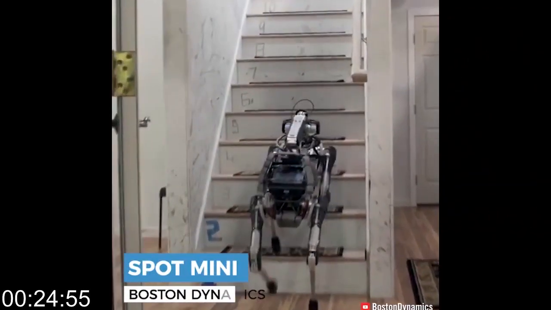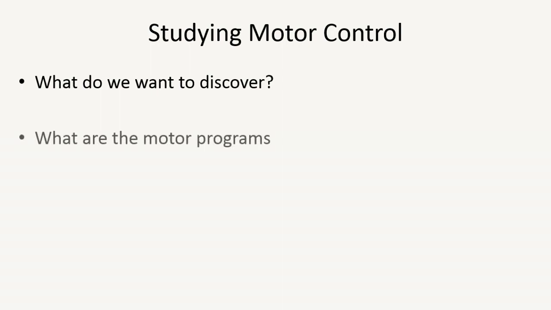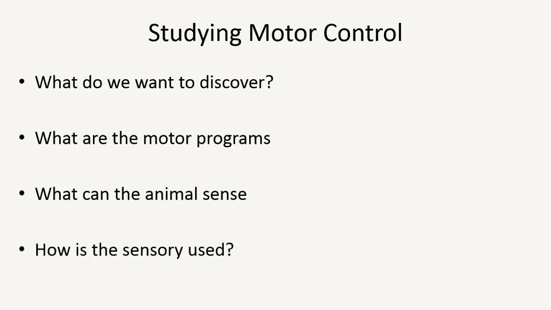And what is studying motion control? What do we want to discover? We want to better understand the strategies that the nervous system uses to calculate the correct sequences of commands to the muscles to generate efficient motion. We want to understand the motor programs, the algorithms that are inside the nervous system. We want to know what the animal can sense and how it uses the sensory information to control its body.